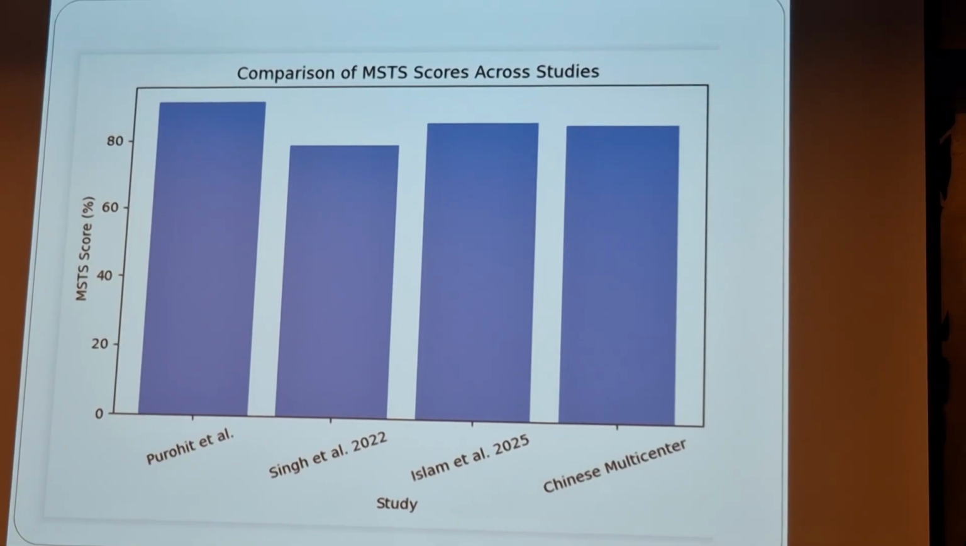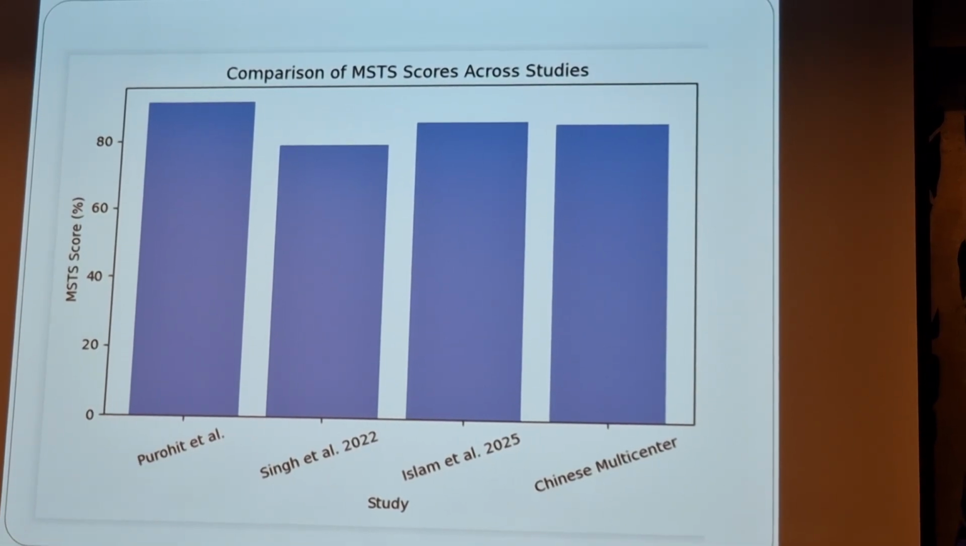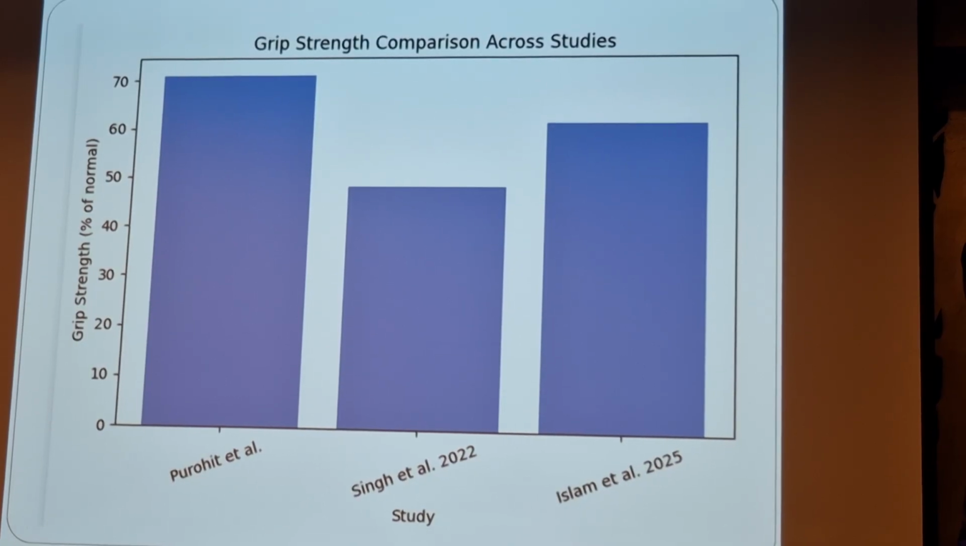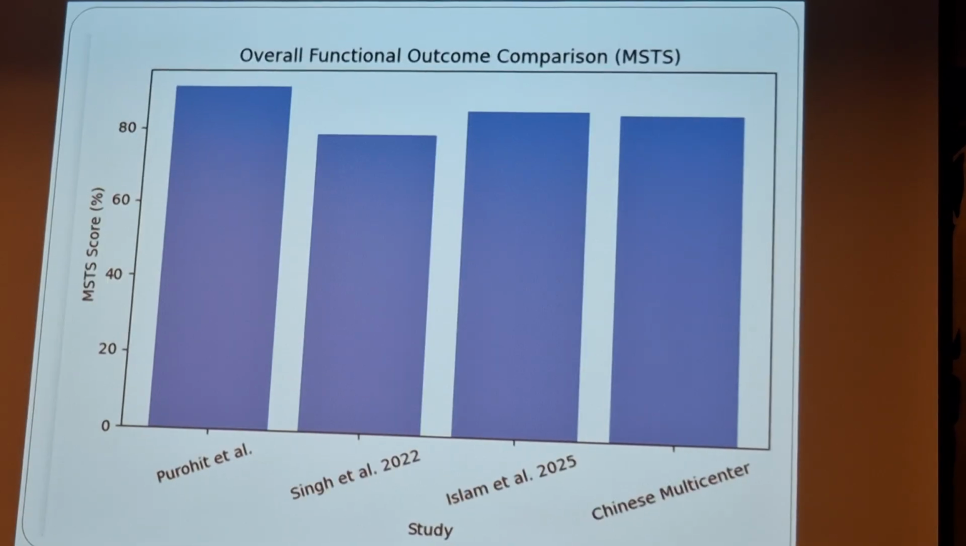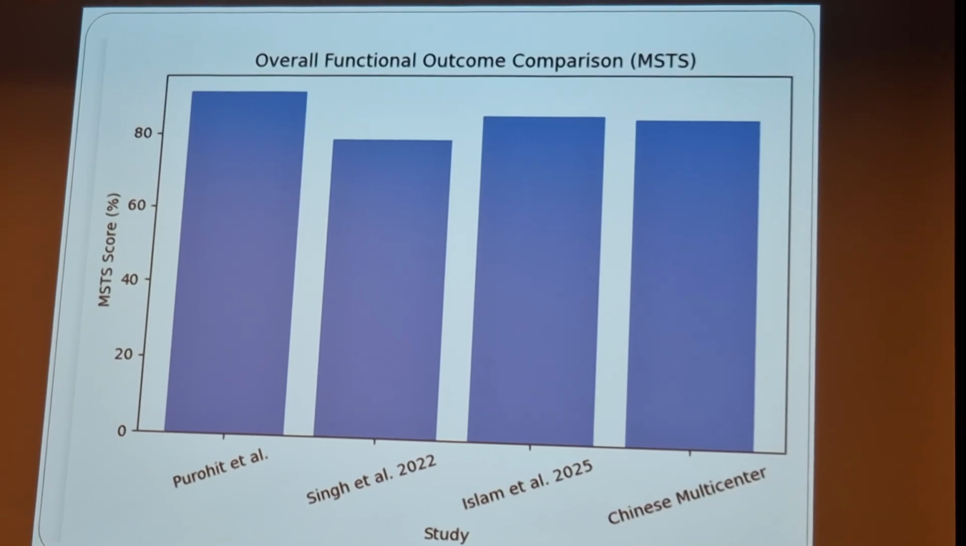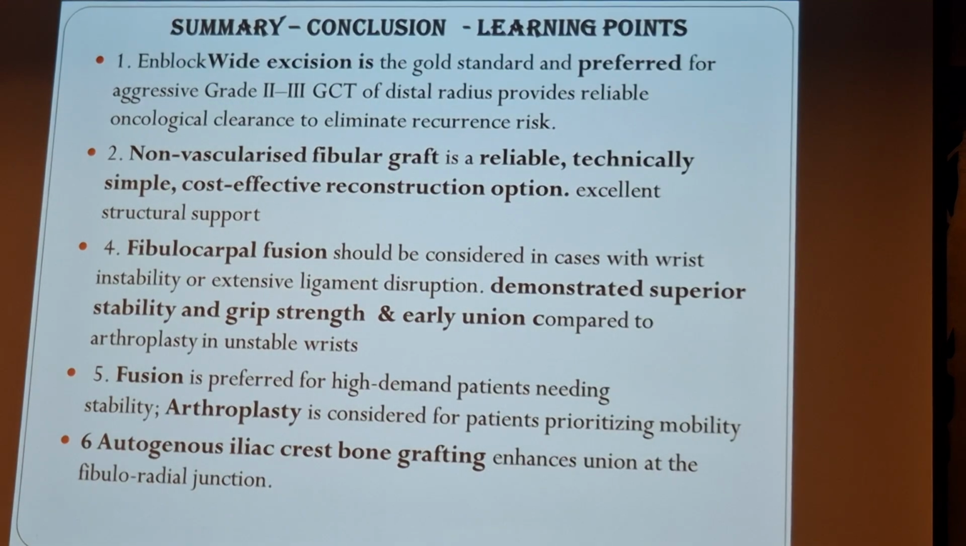This is a comparison of MSTS course across the studies. This is the grip strength. Ours is 70% as compared to other series. Overall functional outcome comparison: the MSTS score was 90% in our cases.